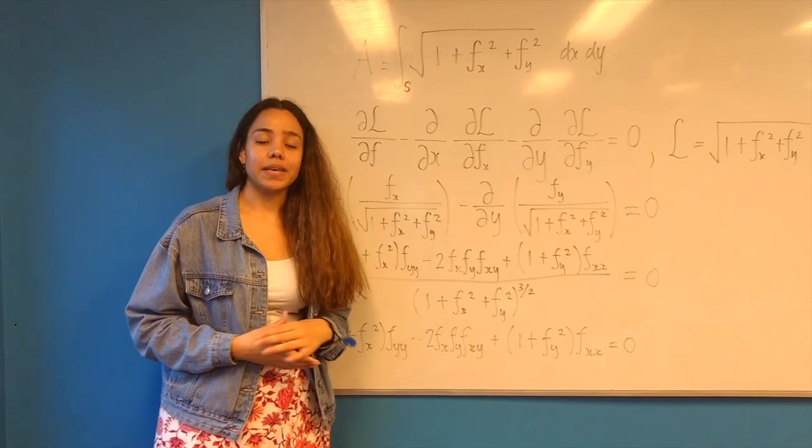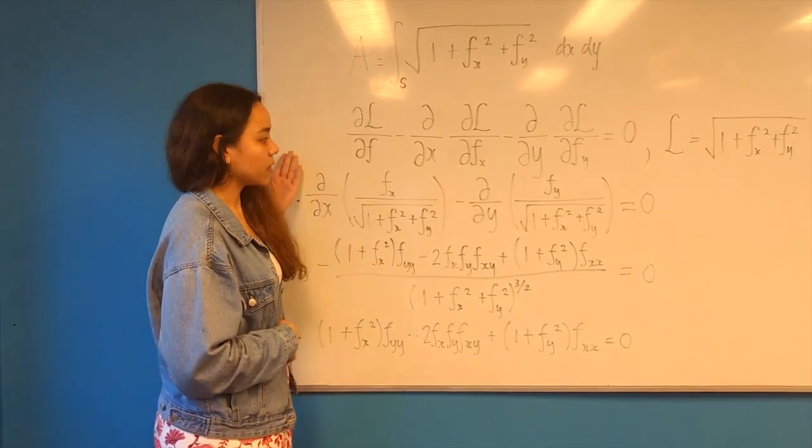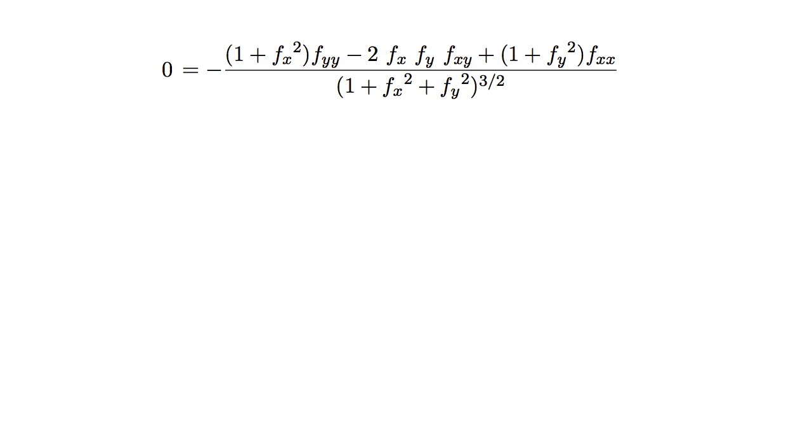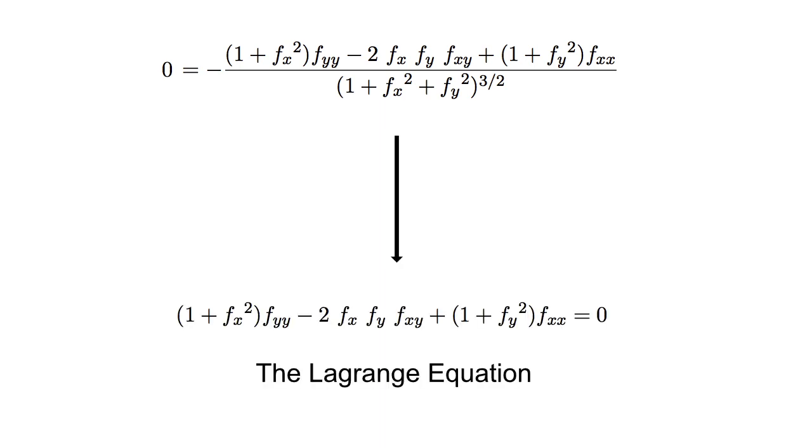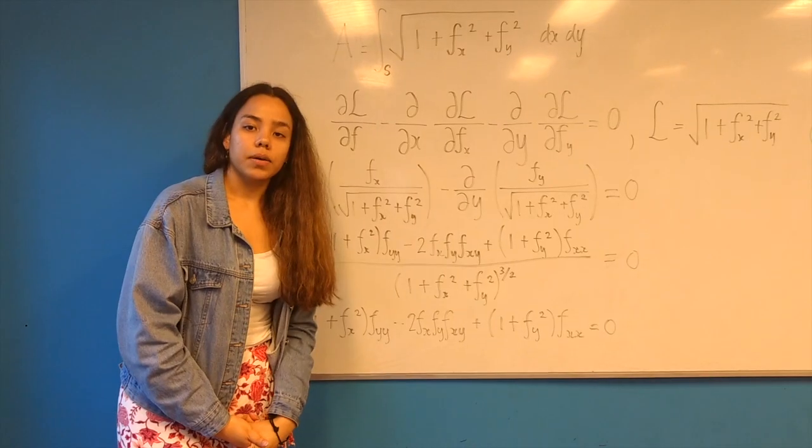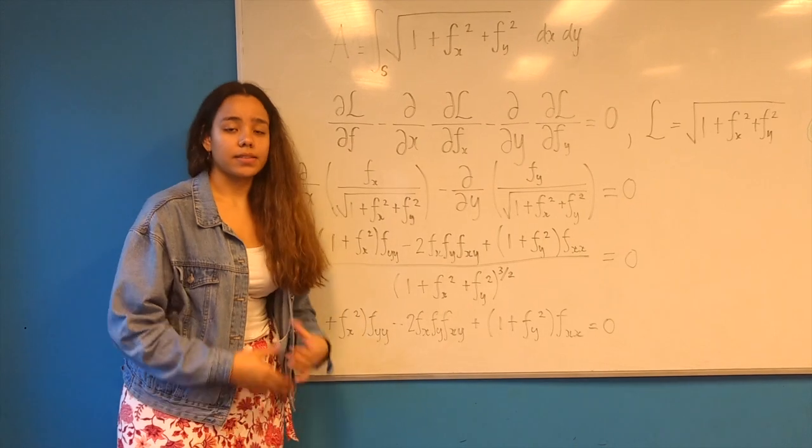For this equation to be equal to 0, as we have shown must be true, the numerator must be equal to 0, which results in this form over here, known as the Lagrange equation. Minimal surfaces must satisfy this differential equation.